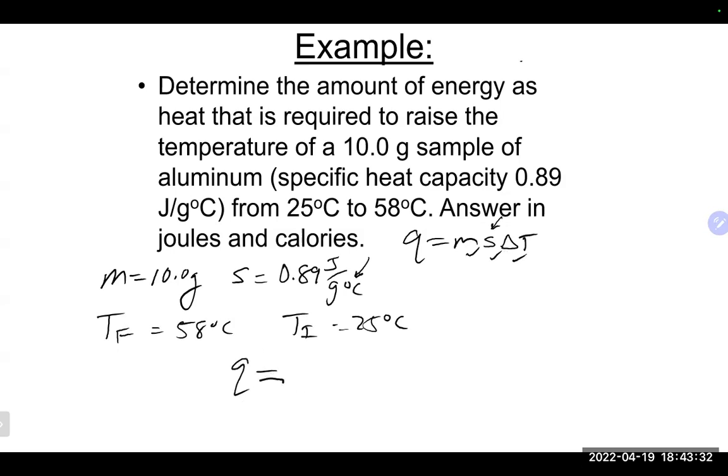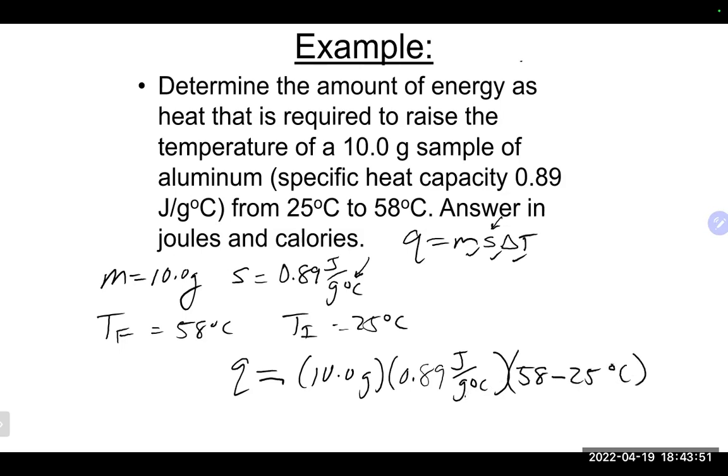So that's going to be Q is equal to 10 grams times our specific heat capacity, which is 0.89 joules per gram per degree Celsius. Again, here we want to make sure we do final minus initial, so that's going to be 58 minus the 25 degrees Celsius. In terms of units, the degrees Celsius will cancel, the grams will cancel. That's going to leave just joules left, which is good since that is the unit of energy. That's going to be 10 times 0.89 times our 58 minus 25.